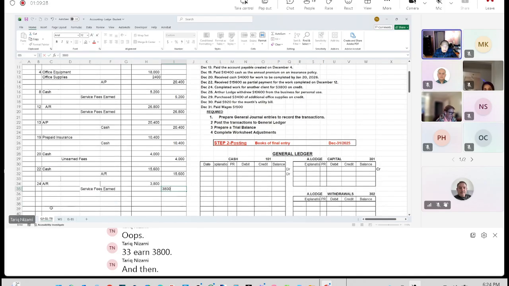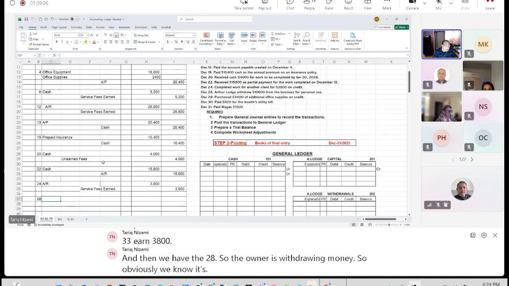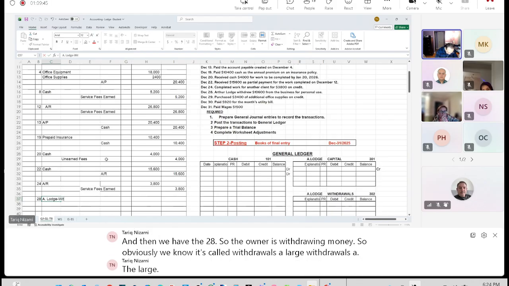And then we have the 28th. So the owner is withdrawing money. So obviously we know it's called withdrawals, a large withdrawals. So make sure, sometimes they call it drawings.